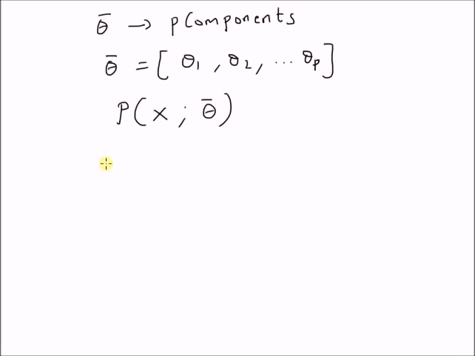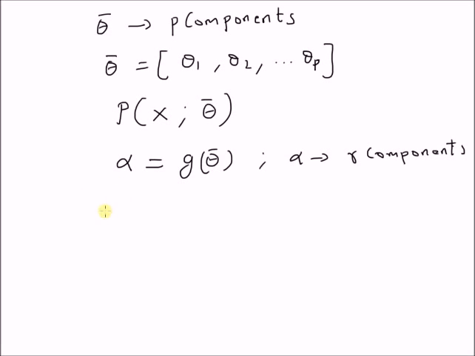Now our goal or our objective in this video is to study the CRB on the new vector alpha, which is a function of this vector theta bar. Here the key point is that alpha is also a vector with r components. Basically, g is a vector transformation that transforms a vector of p components to a new vector of r components.